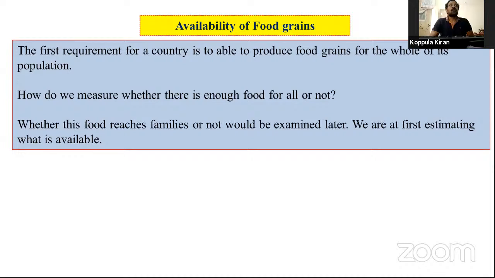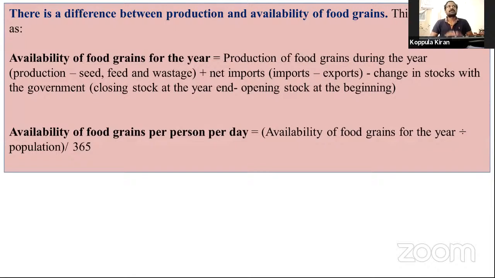Second, how do we measure whether there is enough food for all or not? Whether this food reaches families or not would be examined later. We are first estimating what is available. What is available? Food grains. There is a difference between production and availability of food grains.